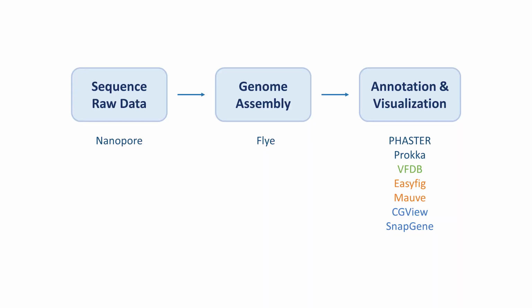The analysis begins with raw sequencing data generated by the Nanopore platform. The sequencing reads are assembled into a complete phage genome. The assembled genome is then annotated and analyzed.